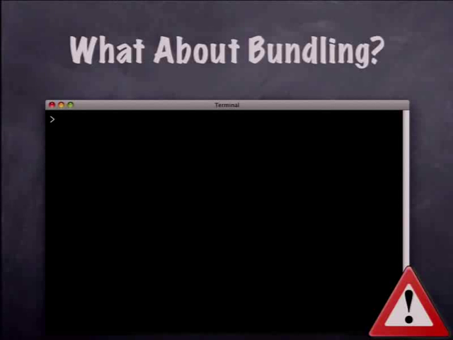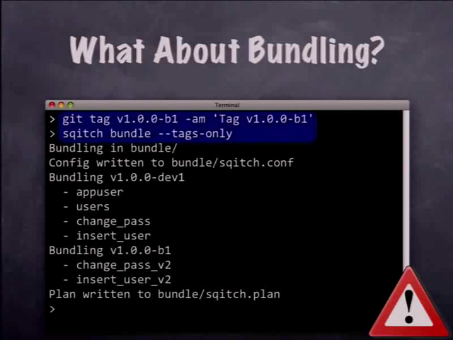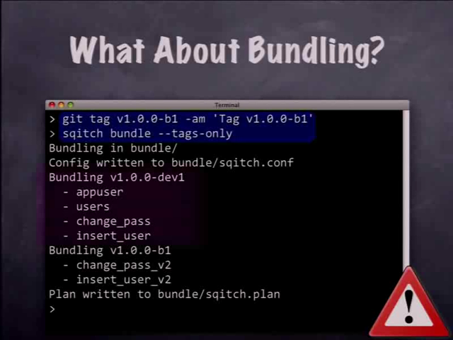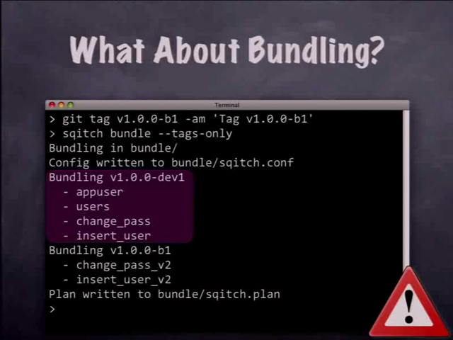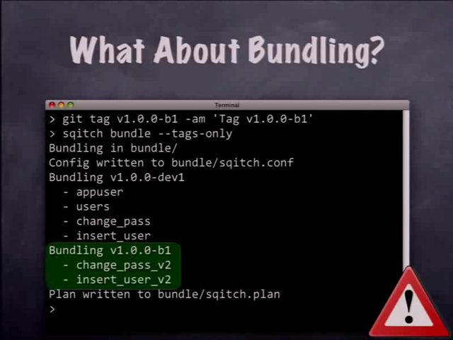So that's all well and good if you're using your VCS for deployment, because then you have the history right there. But what if you then want to bundle it? Well, in this case, let's give it a try. I will now tag this as beta 1 and bundle it with tags only. And we can see here that, as before, it bundled the dev 1 tag with its four changes. And then it bundled the beta 1.